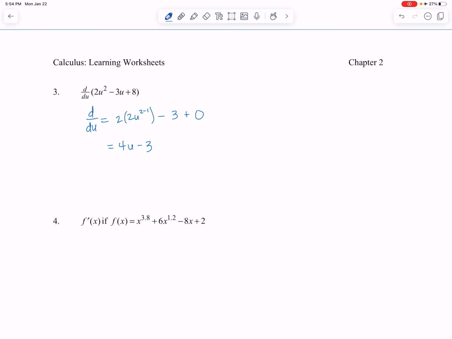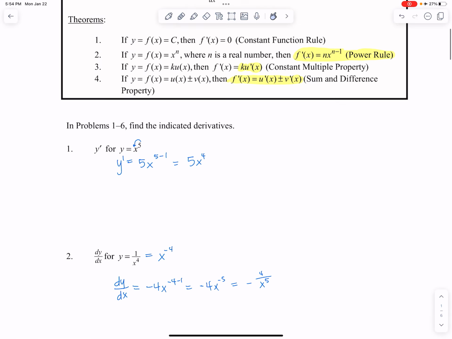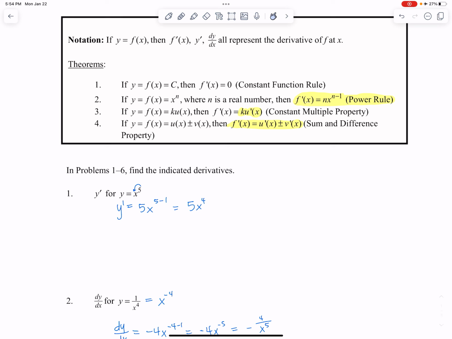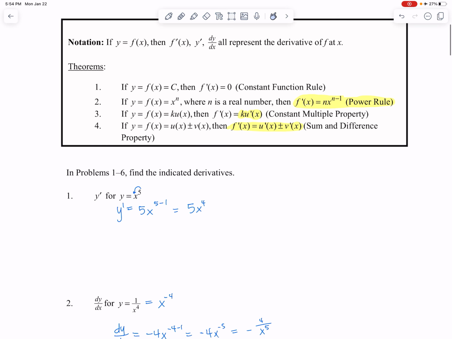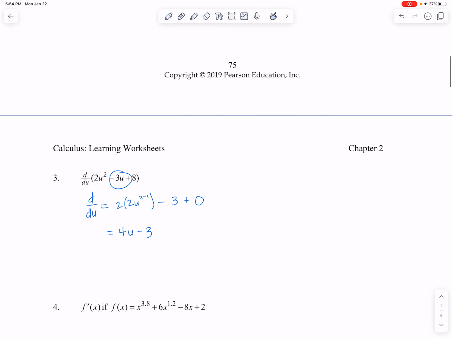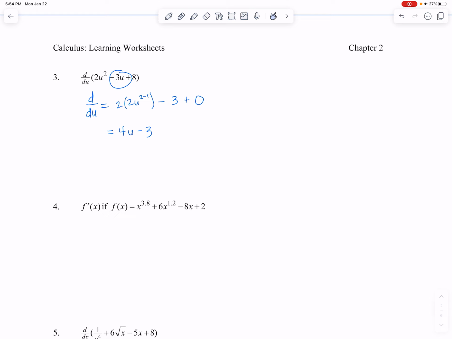And I suppose this one I didn't really explain. I'm going to go back up to our properties in case someone has a question on it. Right here, number 3. If we have a constant times our function, we have the constant times the derivative, and the derivative of u is 1. So that's where our 3 came from.